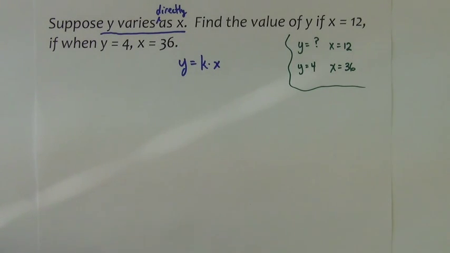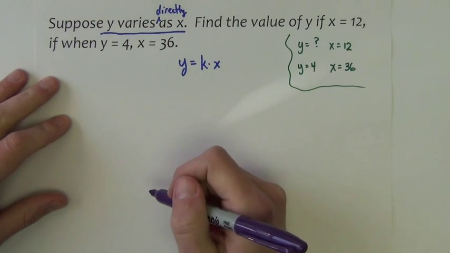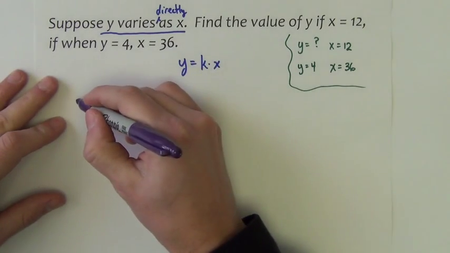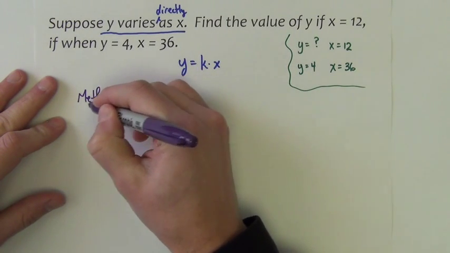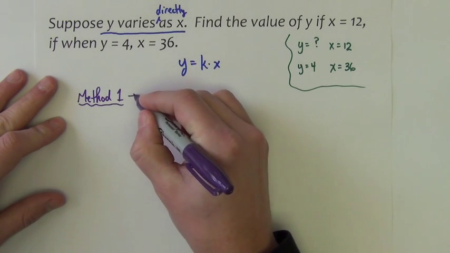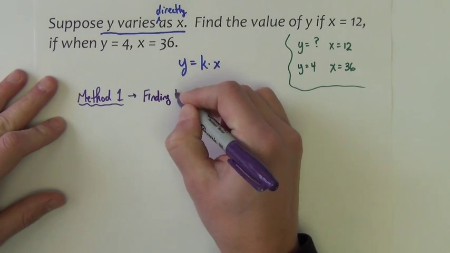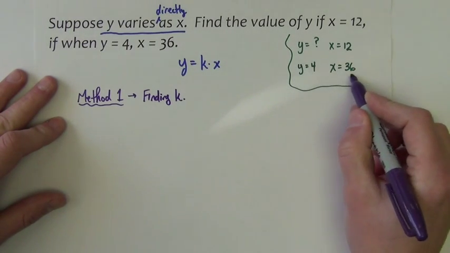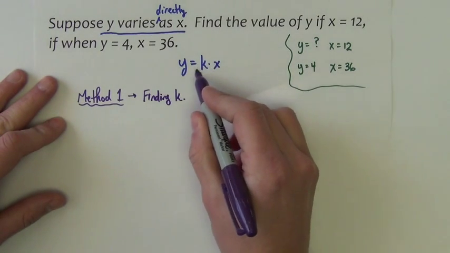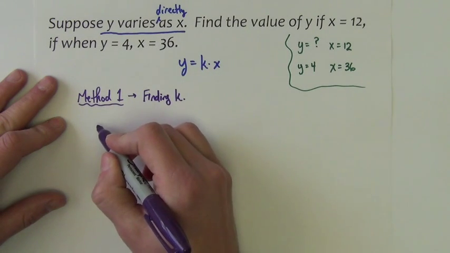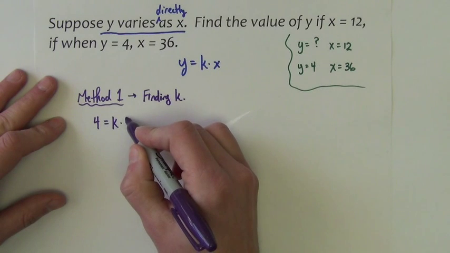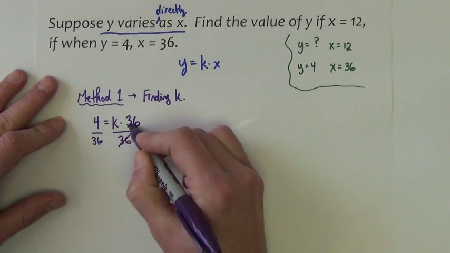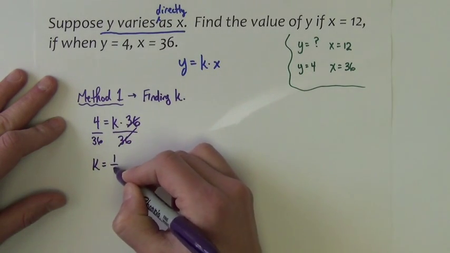Now there are two ways to do this problem, and I'll show you both techniques here on this first slide, and then you can decide which of those two techniques you like, and you can practice it as you do your homework problems. So here's method 1. Method 1 will involve finding the k. Find the value of k. I'm going to take my completed xy point, 4, 36, and plug them into x and y in this equation and find the k. So it'll be 4 equals k times 36. To solve for k, we divide both sides by 36. So we get k equals, if we reduce that fraction, 1/9.